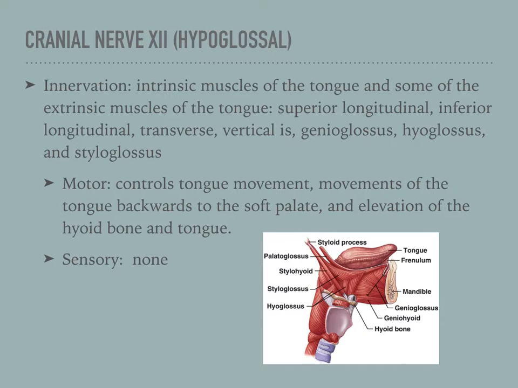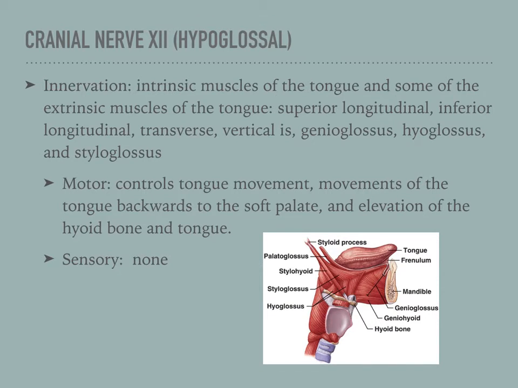Cranial nerve number 12, hypoglossal. It innervates intrinsic muscles of the tongue and some of the extrinsic muscles of the tongue. Superior longitudinal, inferior longitudinal, transverse, verticalis, genioglossus, hyoglossus, and styloglossus. Motor controls tongue movement, movements of the tongue backwards to the soft palate, and elevation of the hyoid bone and tongue.